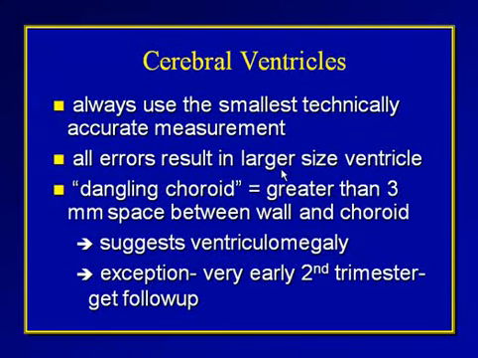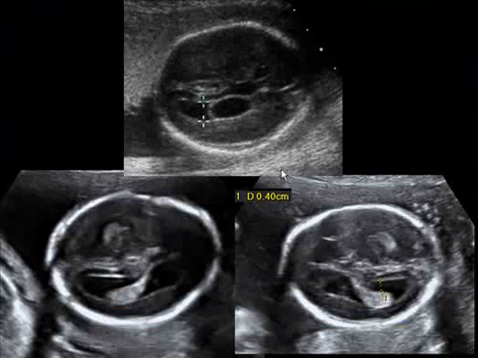If there is more than 3 millimeters of space between the medial wall of the ventricle and the choroid plexus, this suggests ventriculomegaly. This is particularly useful early in pregnancy, but should be monitored rather than diagnosed as abnormal. Here's an example of how to correctly measure the lateral ventricles.